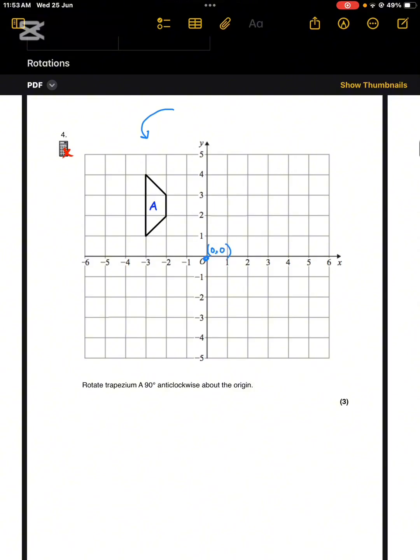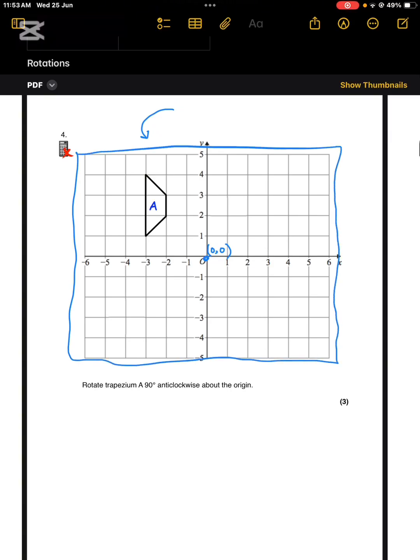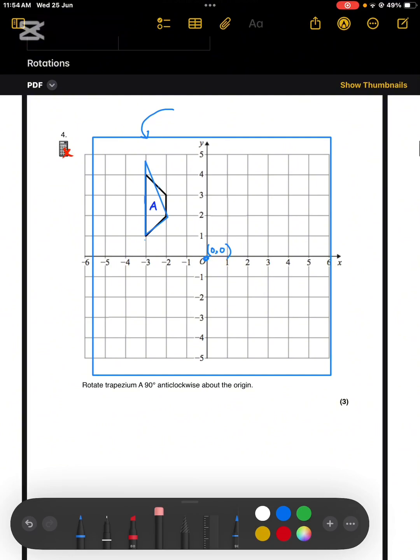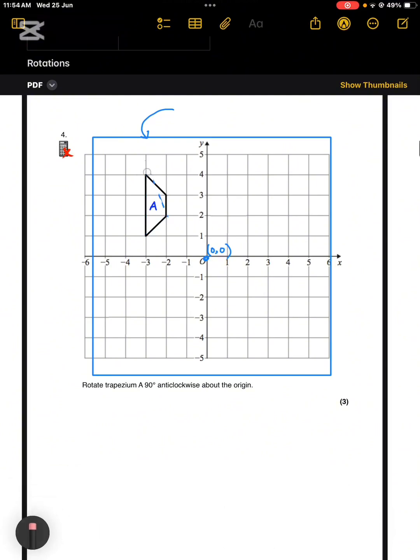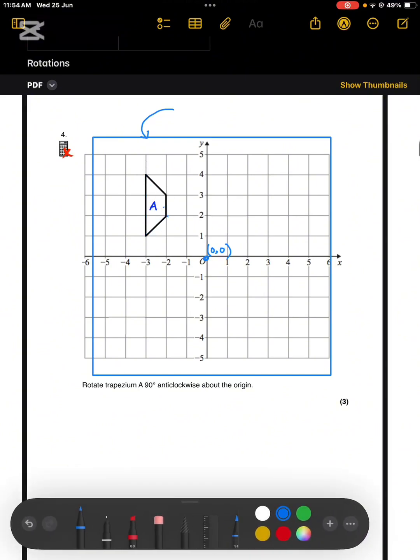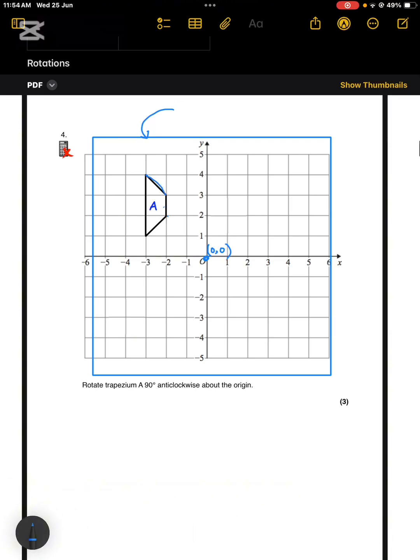So the best practice for this is what I will do. I will take a trace paper and place it on this grid. I will correctly draw it. Okay, after tracing the trapezium, I will rotate my tracing paper in the anti-clockwise direction.